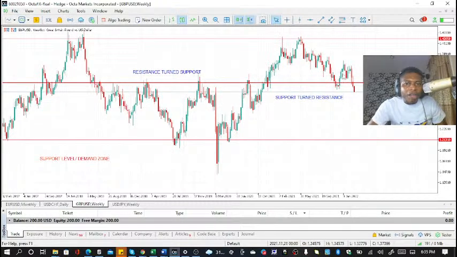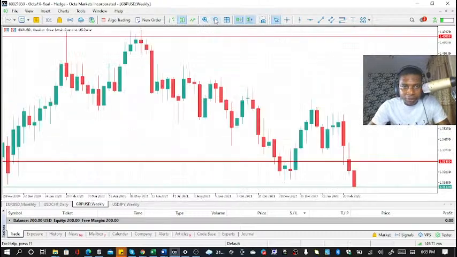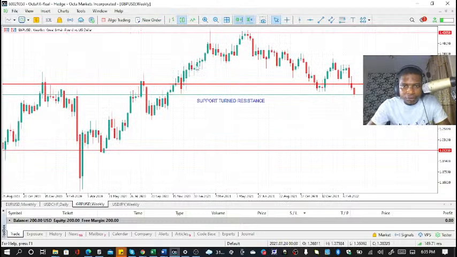So from this closer view on the weekly time frame, we can see that the bears are actively engaging the market, right? Now, I want to believe you can see what I'm saying and doing here. So let me draw it closer so you can see what the bears have done here.